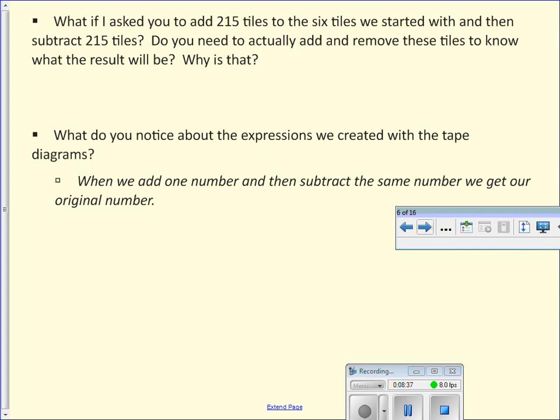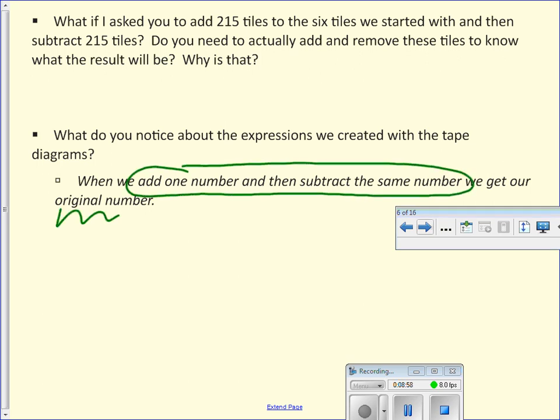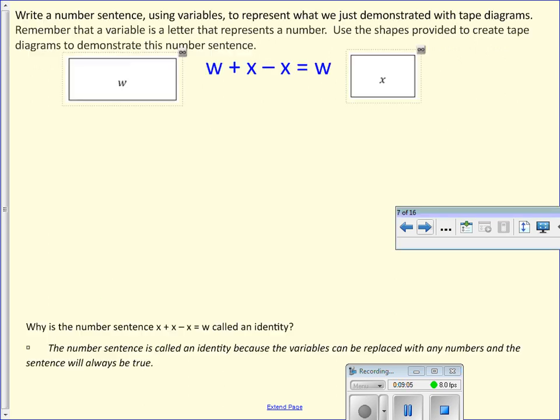What if we started with 6, we added 215, and then took away 215? What would I have left? 6. I get the same identity back. Okay? When we add one number and then subtract the same number, we get our original number. Identity.